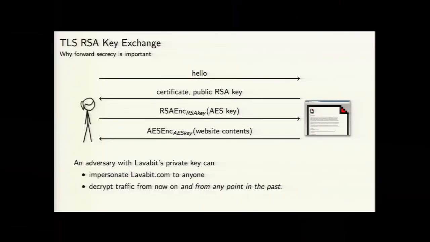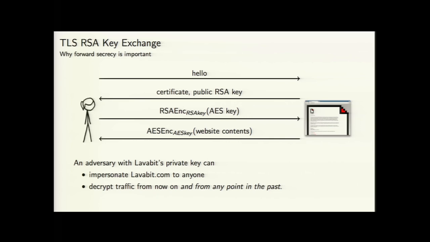So I want to explain a little bit of basic crypto to understand why this is so damaging. This is a diagram of how the TLS RSA key exchange works. This is the most commonly used key exchange method in an HTTPS session. The client, Alice, wants to connect to, say, lavabit.com. She says hello. The server replies with a certificate which contains a public RSA key.